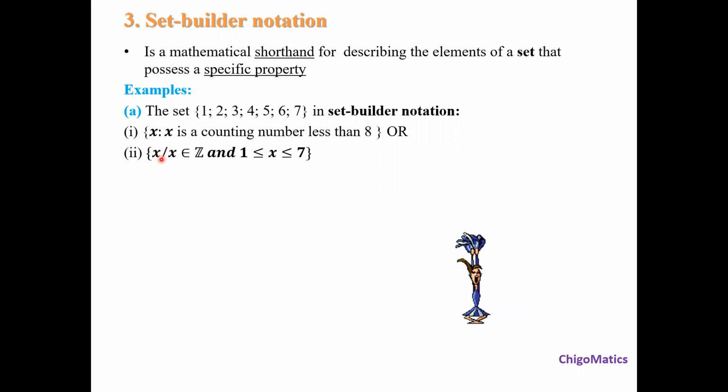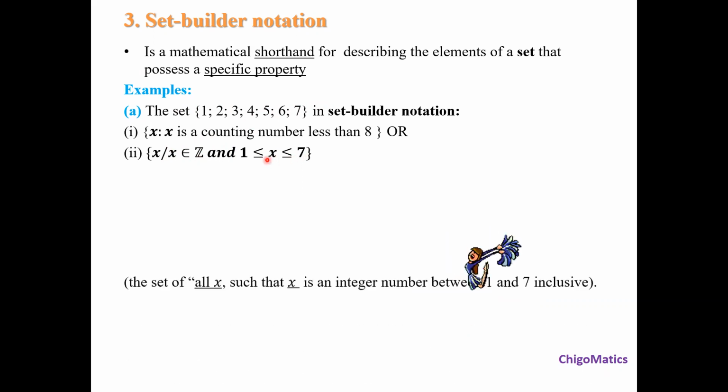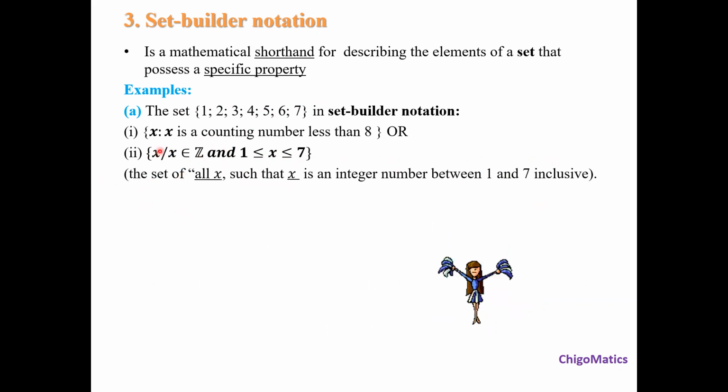The forward slash also means such that, X is an element of the integer set. Integer set means negative and positive whole numbers. But here we don't have negative numbers, and X being an integer, it should be a number between 1 and 7 inclusive, right? So in a way that I've been explaining, I'm simply saying the set of all X, the forward slash is such that X is an integer number between 1 and 7 inclusive. So this is this part. But as it is written, it is in set builder notation, right?